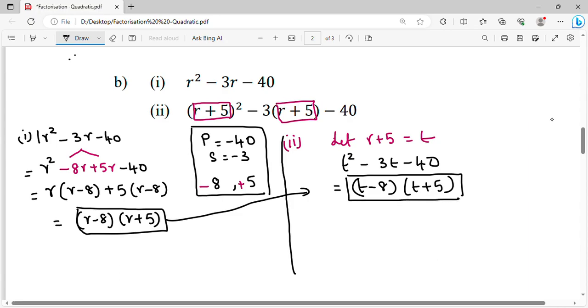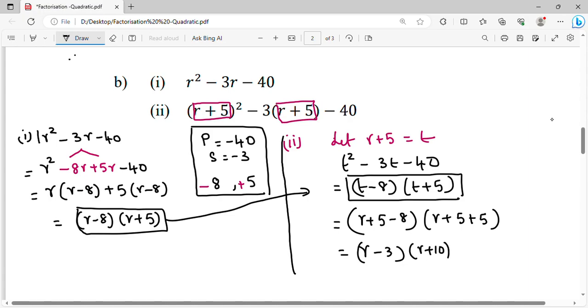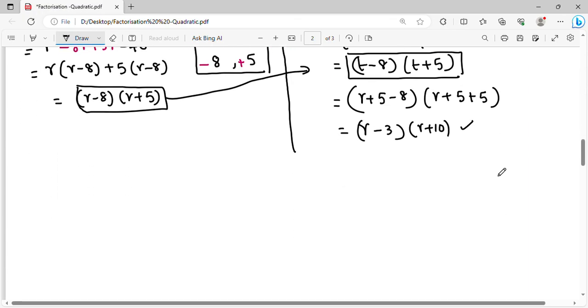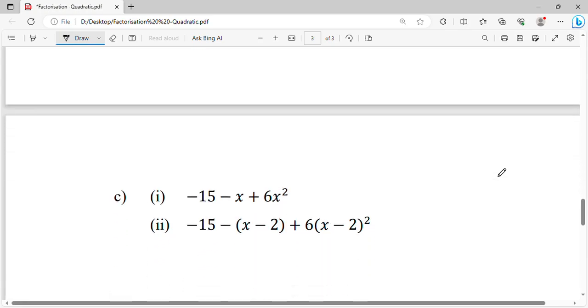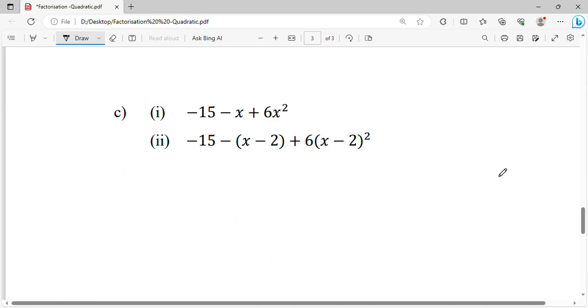But your question is in terms of r, so I will replace the t by r plus 5. So r plus 5 minus 8 bracket r plus 5 plus 5. So I get r minus 3 bracket r plus 10. And your job is done. So students, I hope you have understood how to factorize quadratic equations. This is quadratic factorization and this will later on help you to solve quadratic equations. Alright, let's look at the last question.